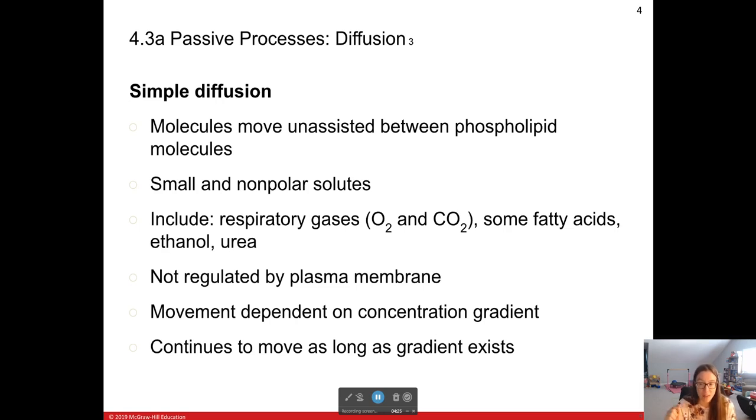These cannot be regulated by the plasma membrane, right? Because the plasma membrane cannot prevent them from moving through. They're always going to just follow their concentration gradient. They will move as long as the concentration gradient exists.